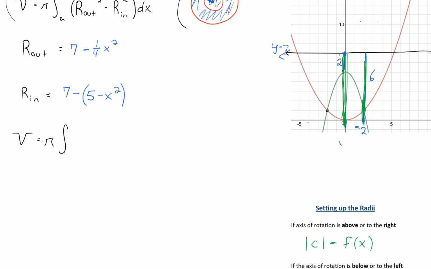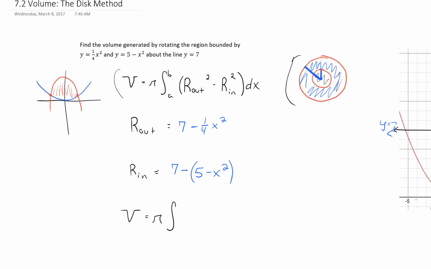Well, we have it graphed nicely so we can see it goes from here to here. What are those x values? The way you want to solve for your x values is by taking your functions and setting them equal to each other. Because where do those functions intersect? Where are the boundary points of our region? Where the two functions intersect. So you take your original functions, 1/4 x squared and 5 minus x squared, and you see where they intersect.